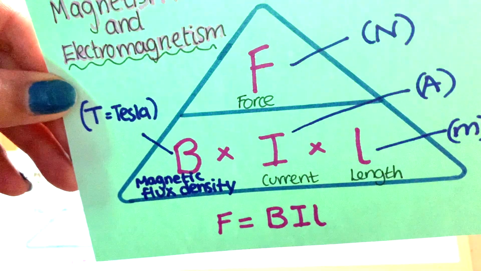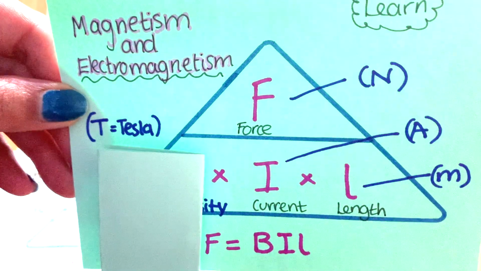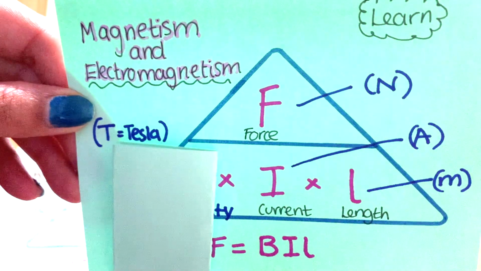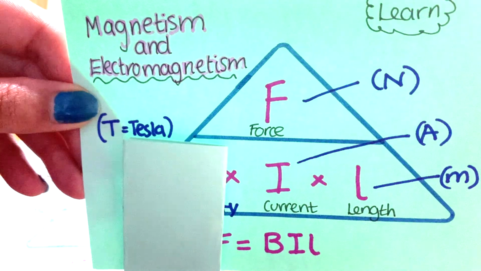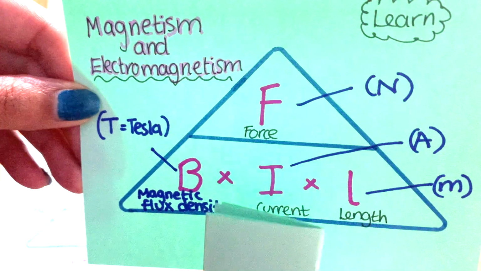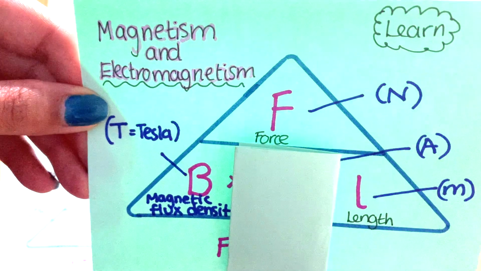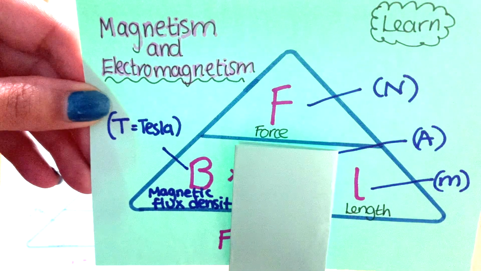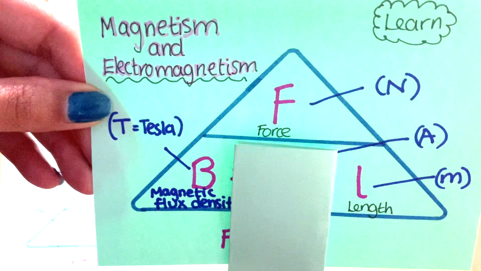If I wanted to work out the magnetic flux density, I would cover up the B and put B equals, and I would have the force divided by current times length. If I wanted to work out the current, I would put I equals, I would cover up the I and see what's left. So I have F divided by B times L.